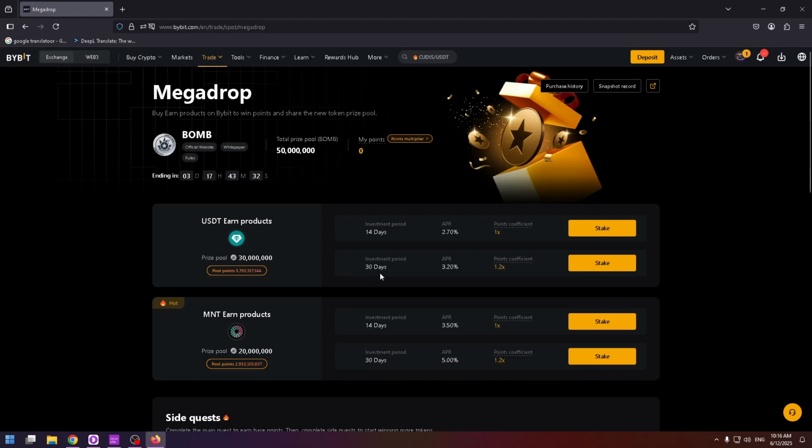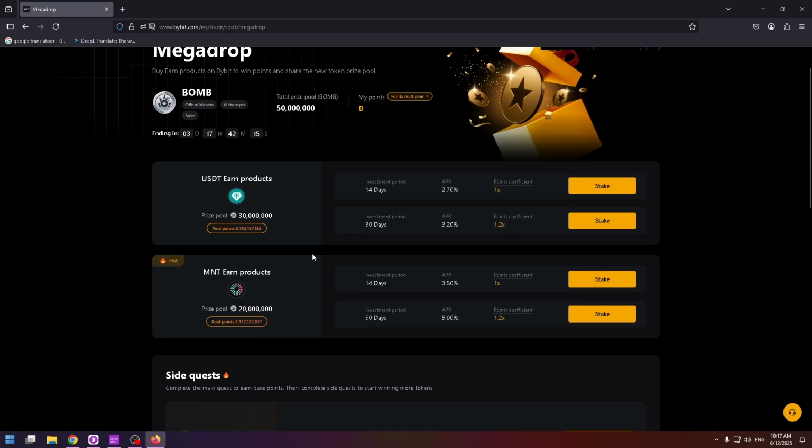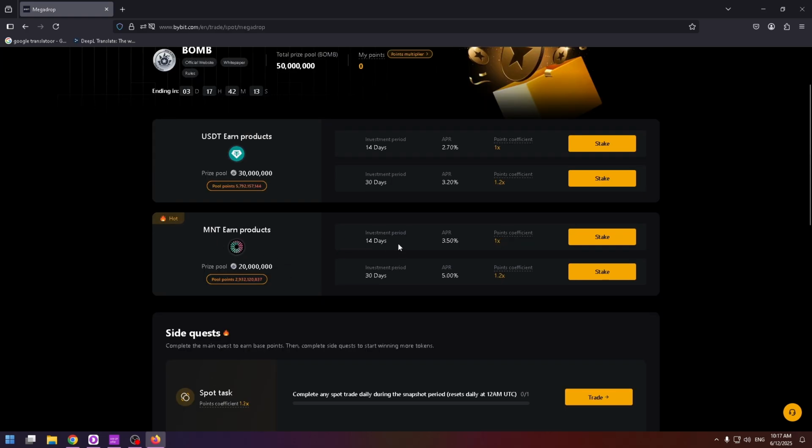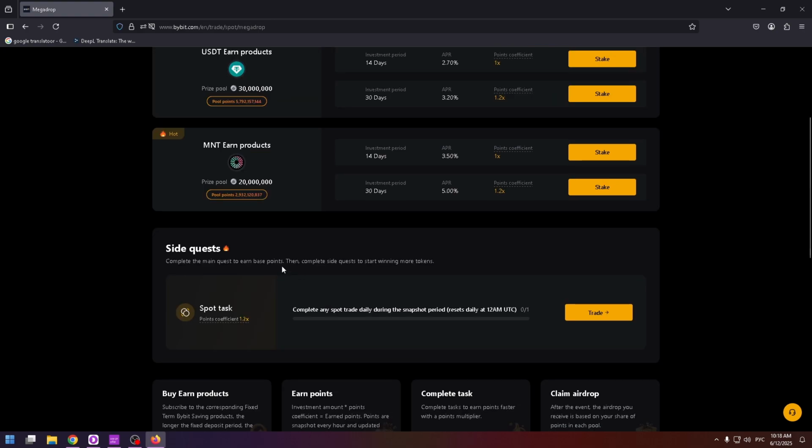For example, if you will invest your assets for 40 days, you will be able to multiply your assets by 1.2 times. If you will put your money only for 14 days, you will have these points coefficient. And the same thing with MNT products. By the way, you can also get additional coin multiplier, spot task. You need to complete any spot trade daily during the snapshot period.